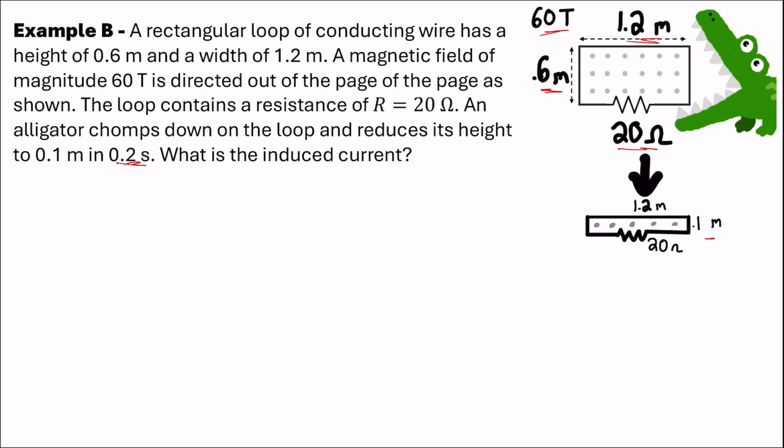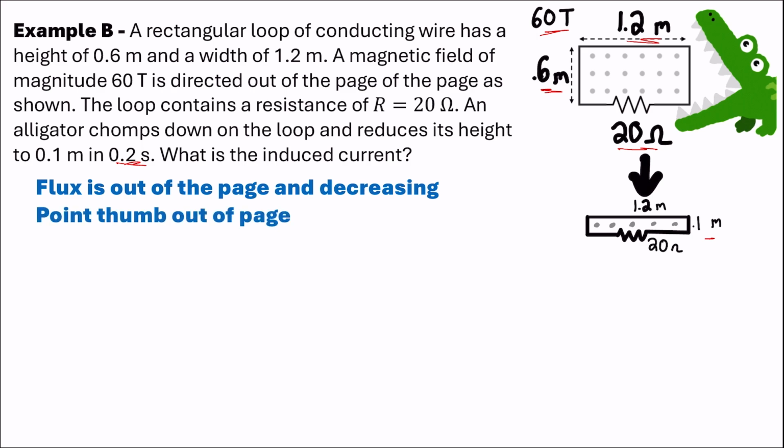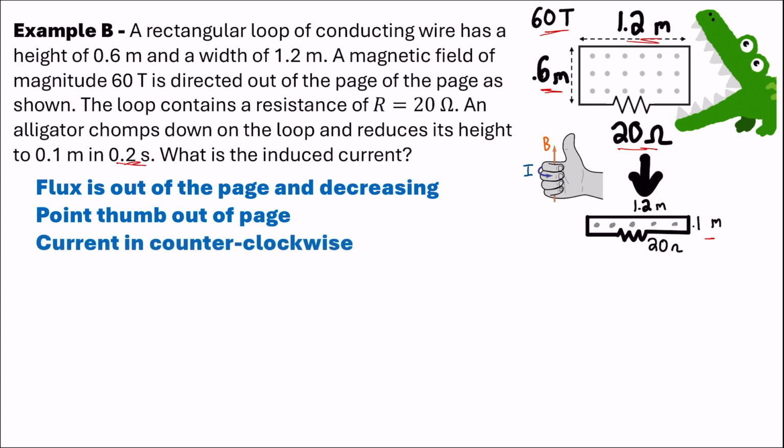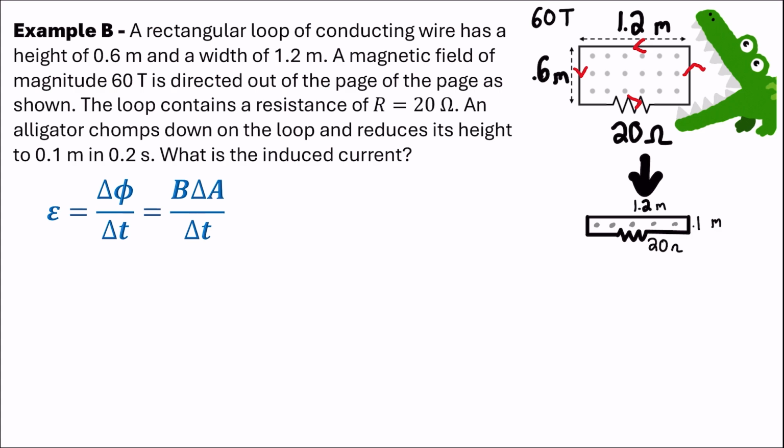So here the magnetic field is out of the page and it's decreasing. So since the field is out of the page, the flux is out of the page, and I want to stop it from decreasing. To stop the field from decreasing, I would point my thumb out of the page with the field. And in this case, using the right-hand rule, if I point my thumb out of the page, my fingers curl counterclockwise. So the induced current here is counterclockwise.